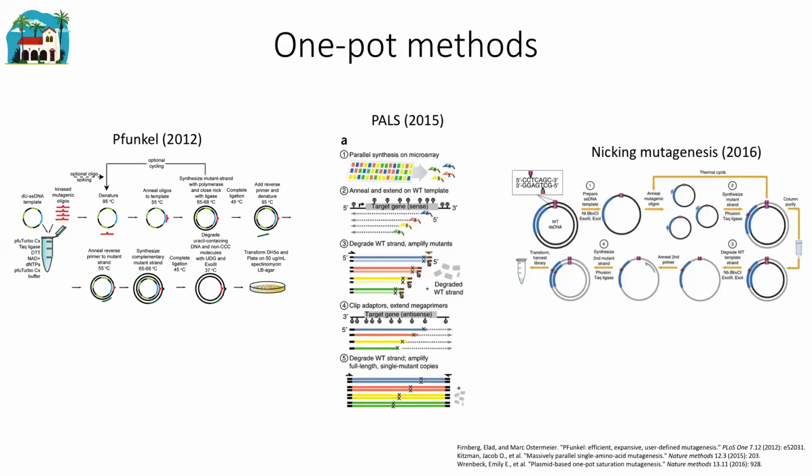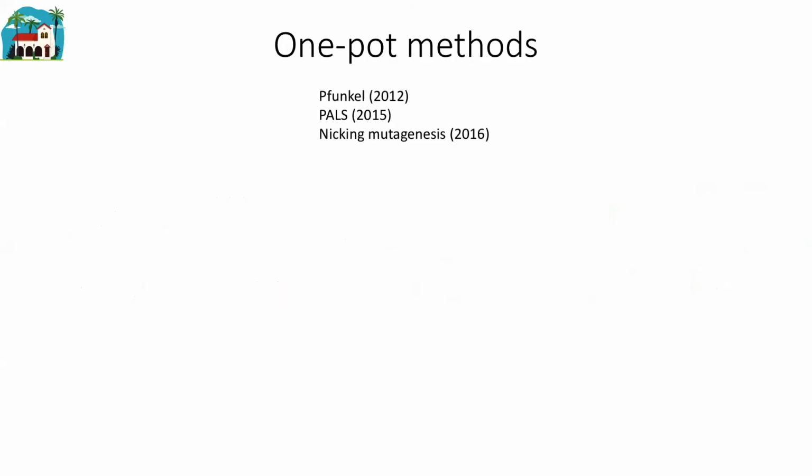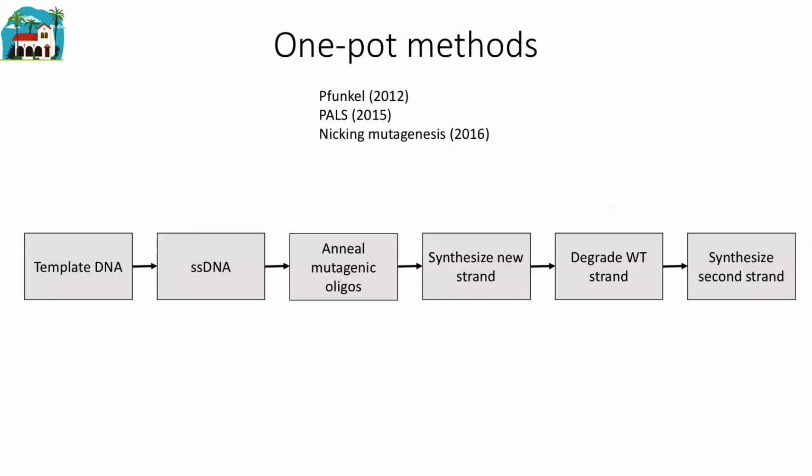All right, and then last, I'm going to talk about one-pot methods, which do more or less the same thing, but in a single tube. There's a few different approaches for this that have come out that I'm not going to go into in detail, but I'll refer you to these papers. In general, they all follow the same strategy, which is you take your template DNA, you make it single-stranded somehow, you anneal your pool of oligos to it, and you use that to synthesize the second strand, and then you degrade the first strand, and you resynthesize that with another primer that doesn't have a mutation on it.